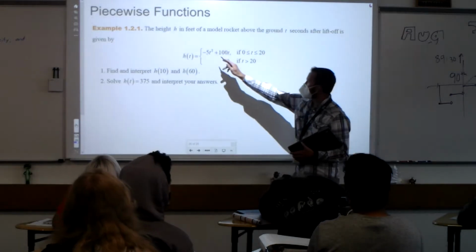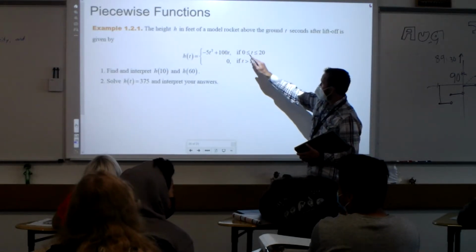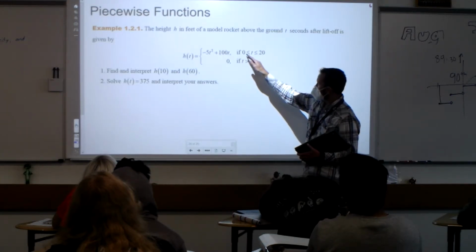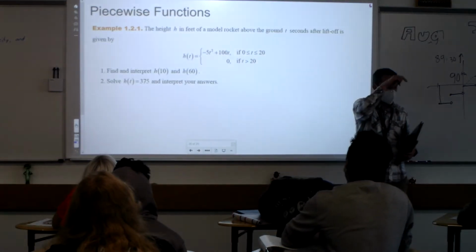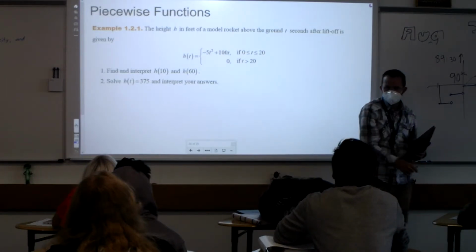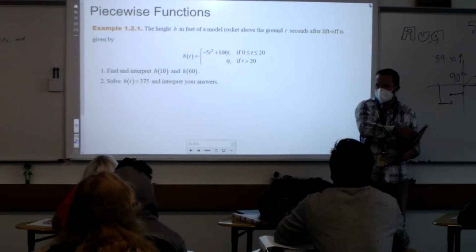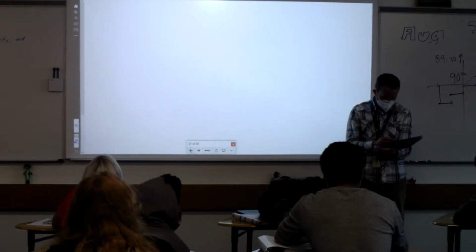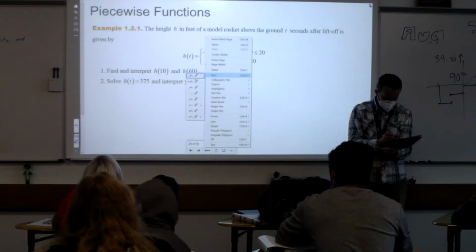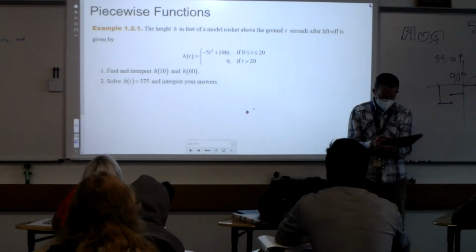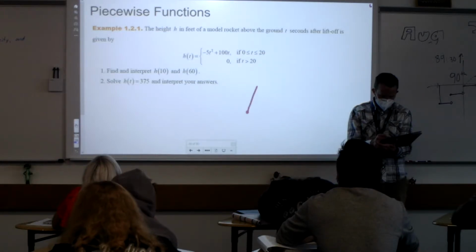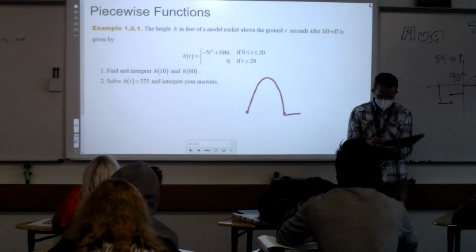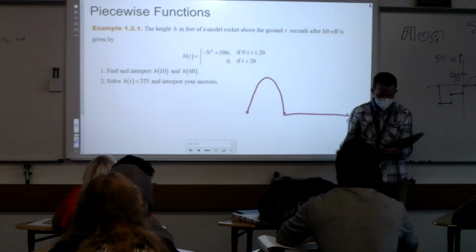Now, how come we're restricting the domain? How come we're just saying it's like that from here to here? Well, what's it going to be after 20 seconds? It's going to start on the ground. It's going to launch in the air, fall and hit the ground, and then what? And it stays on the ground, right? Until the kid picks it up.